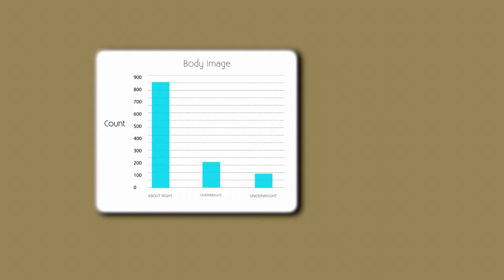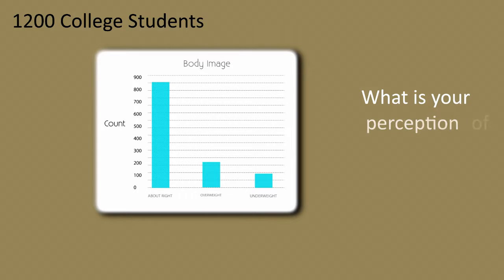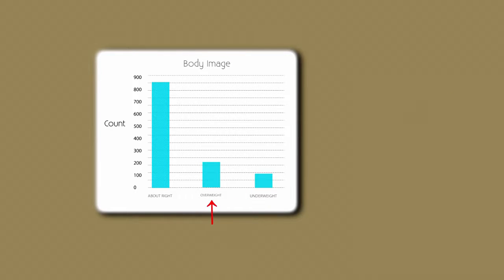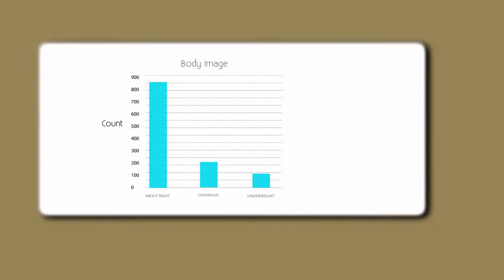Here we show the distribution for the random sample of 1,200 U.S. college students who were asked, "What is your perception of your own body?" In this bar chart, the X, or horizontal axis, includes the three response categories: underweight, overweight, and about right.